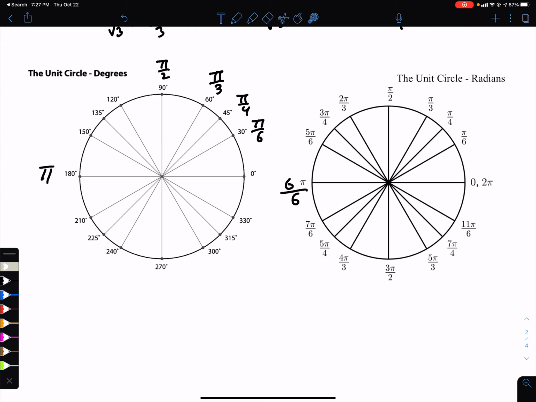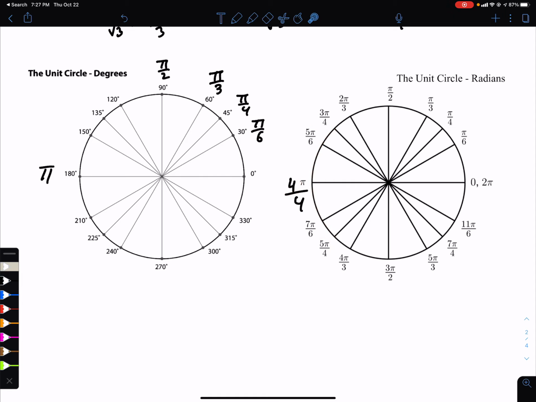Now what if I'm dealing with pi over 4s? Well, if I'm dealing with pi over 4s, that makes this 4 pi over 4. Now look how easy this is. If I back up a quarter pi, I was at 4, now I'm at 3. If I advance a quarter pi, I was at 4, now I'm at 5. Look how easy it is to figure out which quadrant those are in.